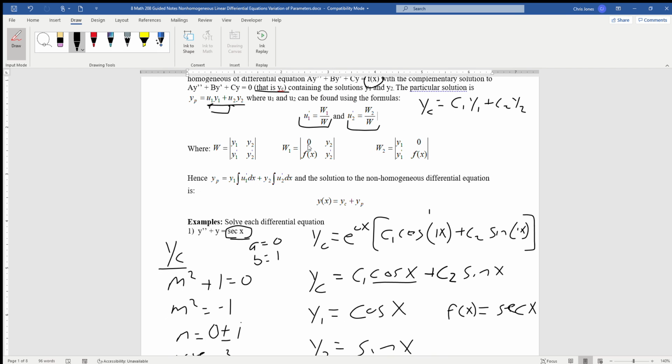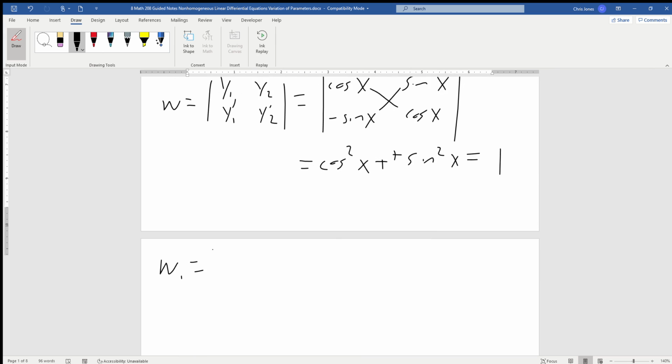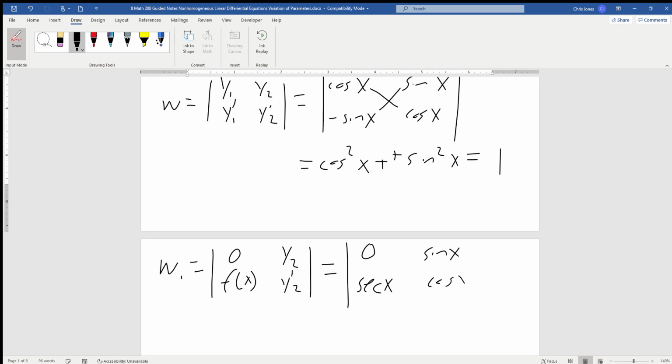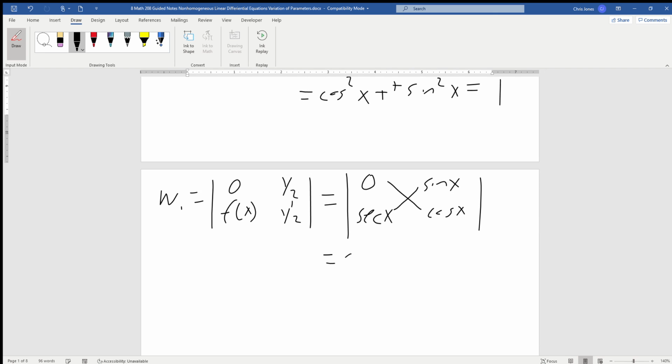W1 is going to be a little bit easier because we have a 0 up there. So it's the determinant of 0, f of x, y2, y2 prime. So that's 0, f at x, y2, y2 prime. And so that's going to be 0, sec x, sine x, cos x. So we're going to cross and cross. And if we do that, that's going to give us 0 minus sine x sec x, or in other words, just negative sine x sec x, which isn't too terrible. It's not great, but it's not too terrible.